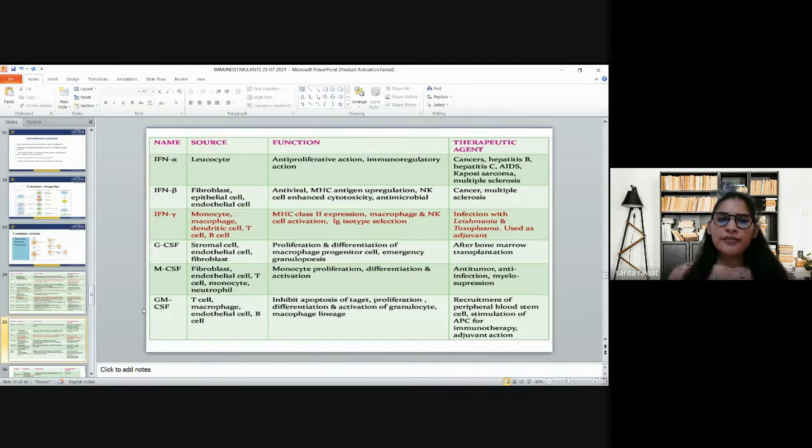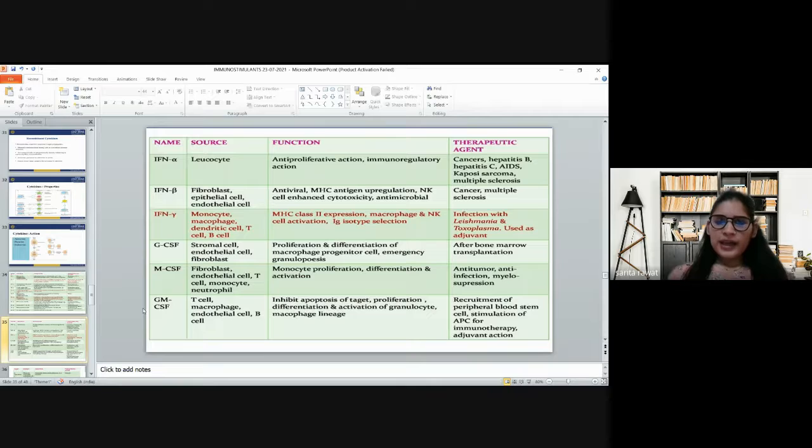Then the next we have IFN gamma. So the source include monocytes, macrophage, dendritic cells and T cells, beta cells. Functions included MHC class II expression, macrophage and NK cell activation, Ig isotype secretion. Therapeutic agent include infections with leishmania and toxoplasma, used as adjuvant.